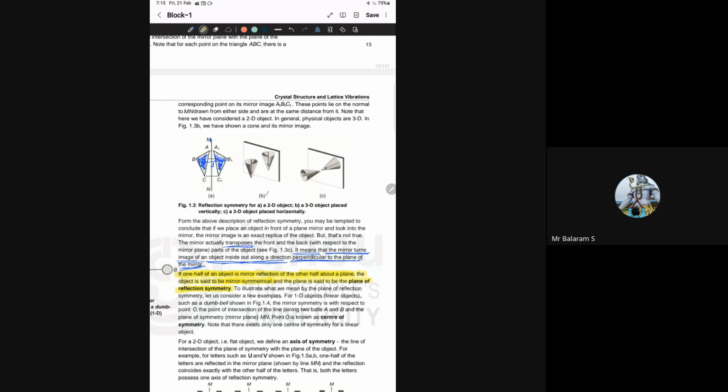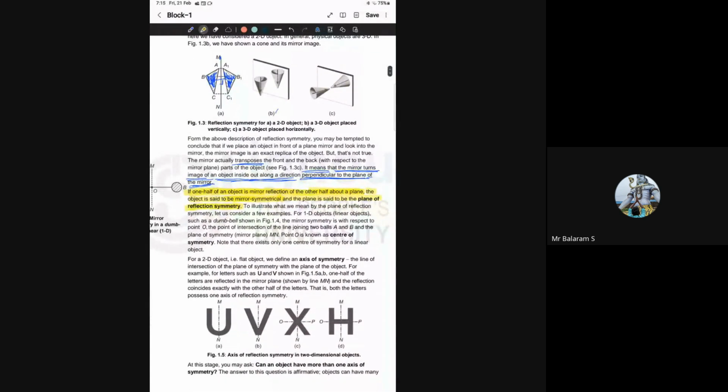All right. To illustrate what I mean by plane of reflection symmetry, let us consider a few examples. If you take U, a 2D object in the shape U, then U is symmetric with respect to MN. V is symmetric with respect to MN. X is symmetric with respect to MN as well as OP. Similarly, H is also symmetric with respect to MN as well as OP. Is this part clear?